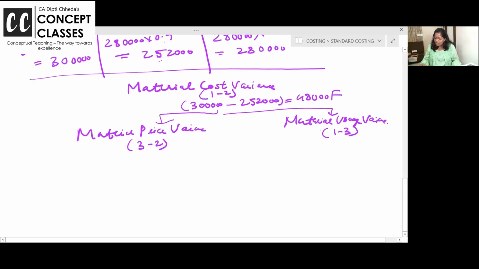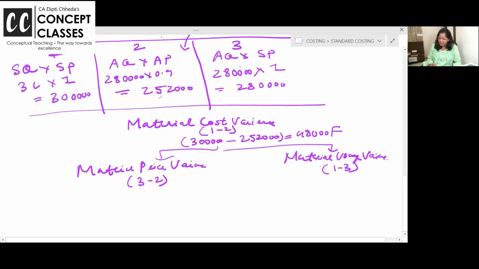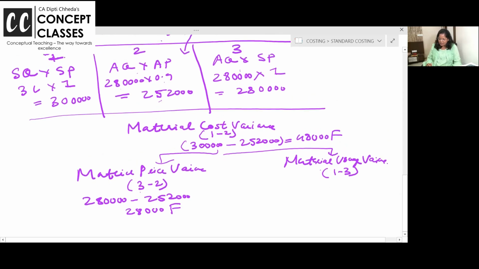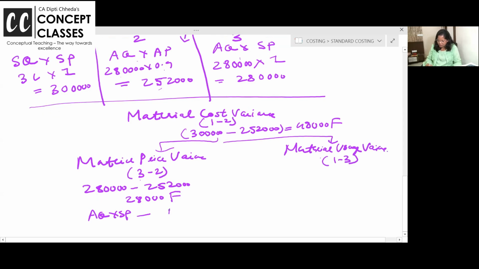Now, material price variance, 3 and 2. 3 and 2. So 280 minus 252. 28,000 favorable. This is also good. Okay, what is 3? Look at the screen. What is 3? Actual quantity into standard price. What is 2? Actual quantity into actual price.